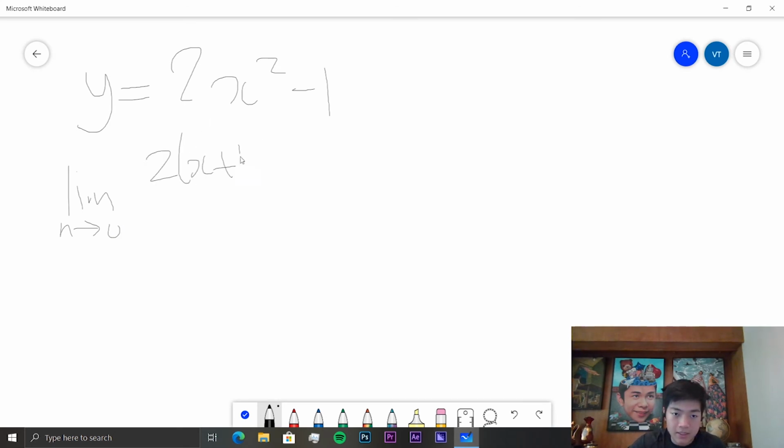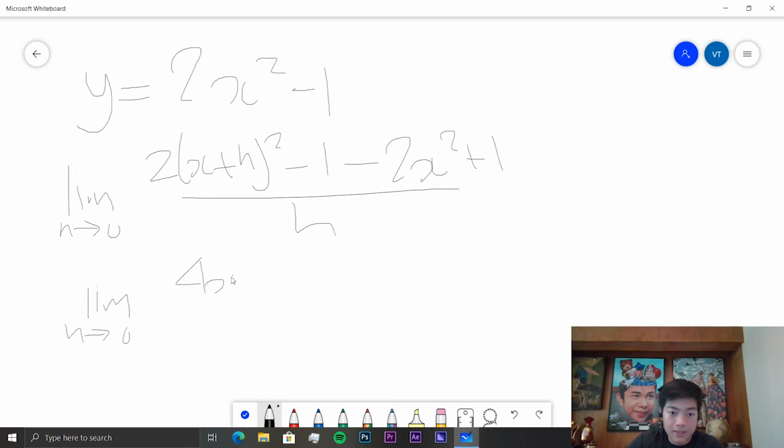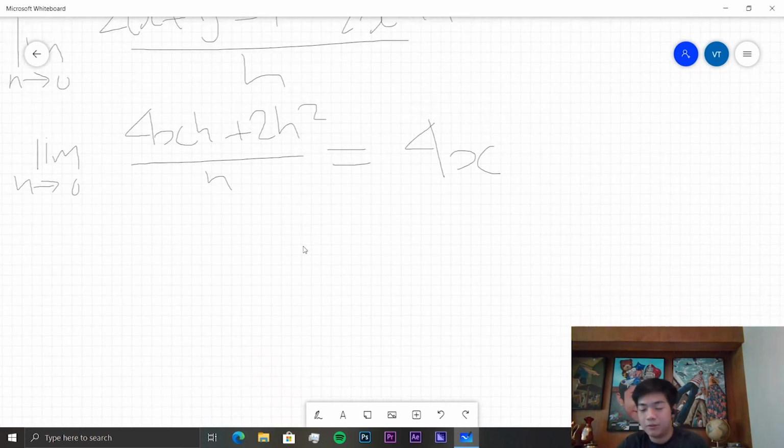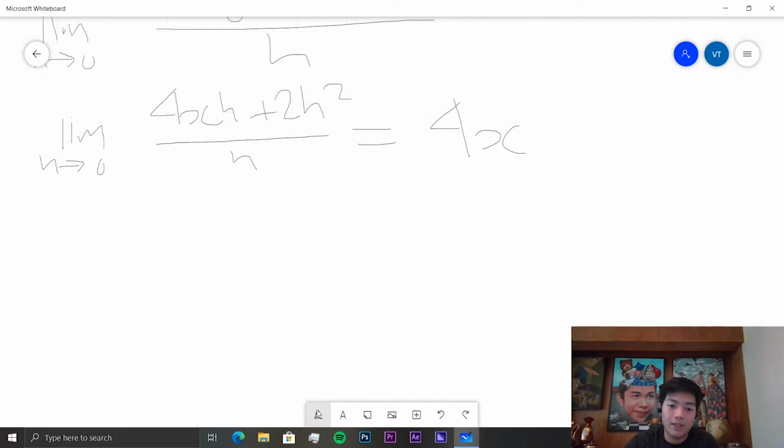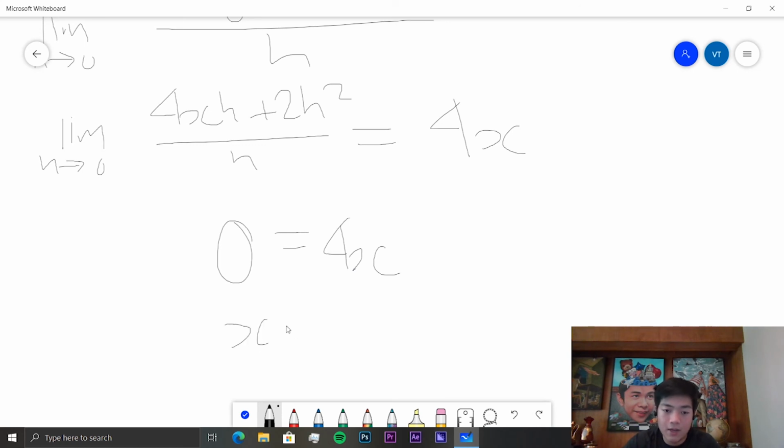The limit as h tends to 0 of 2 times (x plus h) squared minus 1 minus 2x squared plus 1, all over h. So this is equal to the limit as h tends to 0 of 4xh plus 2h squared over h, which is equal to 4x. So the gradient at any point on this curve will be equal to 4x, and we need to find points on this curve that are parallel with the x-axis. This will be parallel with the x-axis if the gradient of this curve is 0. So we need to set 0 equal to 4x, and so therefore the point where x equals 0 will be parallel to the x-axis. So that's the answer for this.